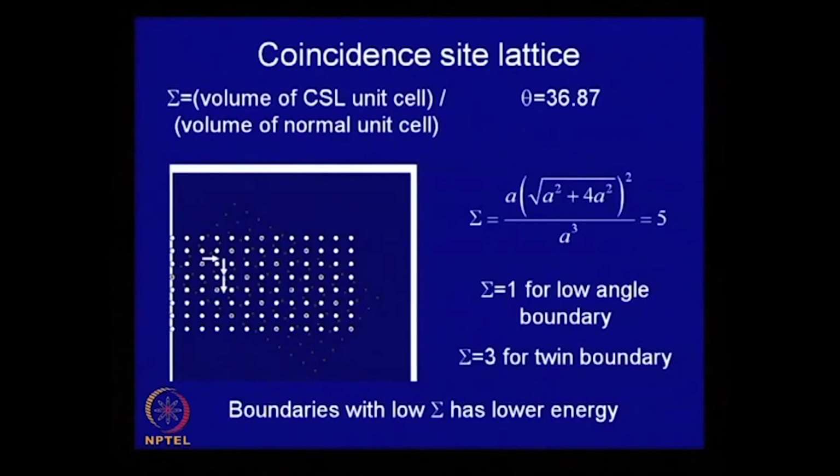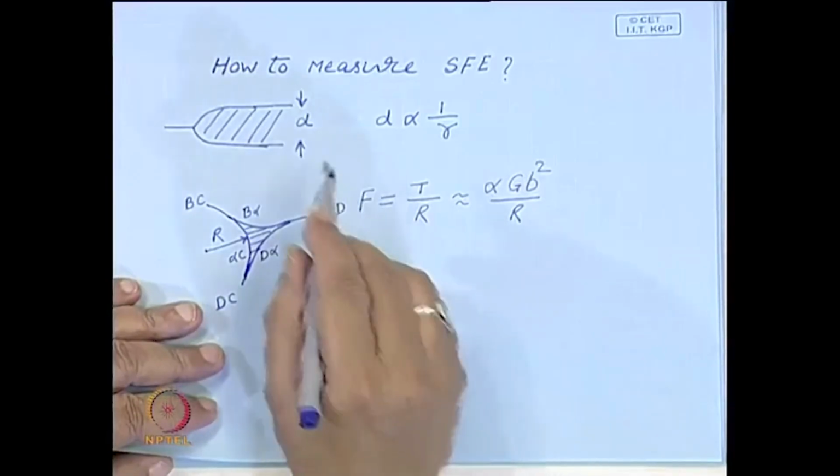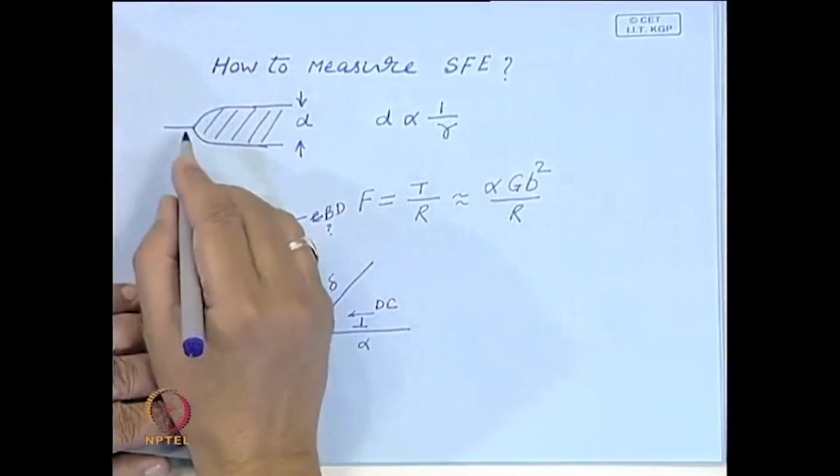Now, we have talked about stacking fault quite a lot, and there is a lot of similarity between stacking fault and twin. Stacking fault energy is quite easily determined, and one way of estimating stacking fault energy is by measuring the distance of separation between the partials.